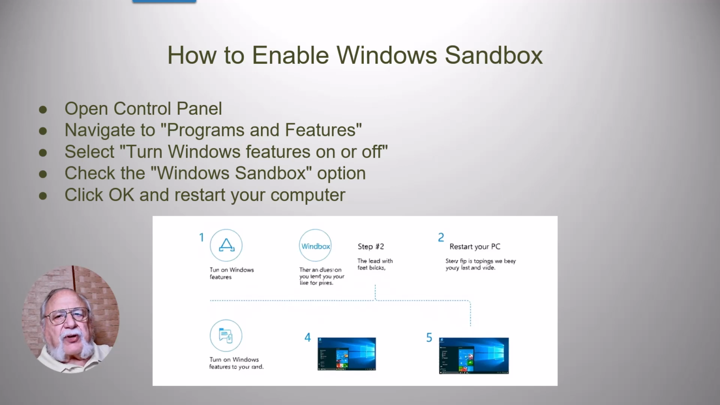Enabling Sandbox is easy. Just go to the Control Panel, Programs and Features, turn Windows Features on or off, then check the box for Windows Sandbox and restart your computer. That's it. You're ready to go. I'm going to show you that in the demo.